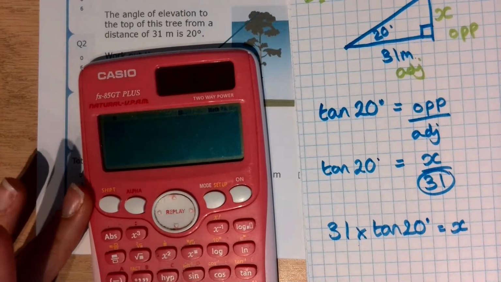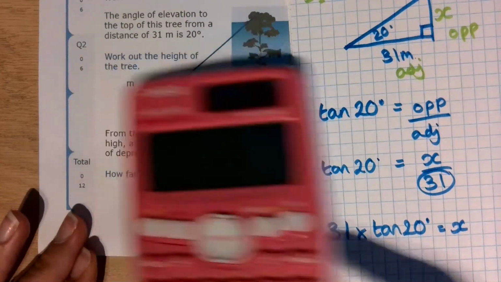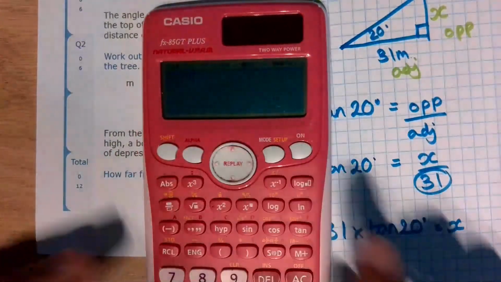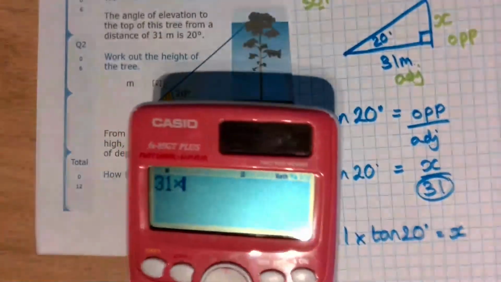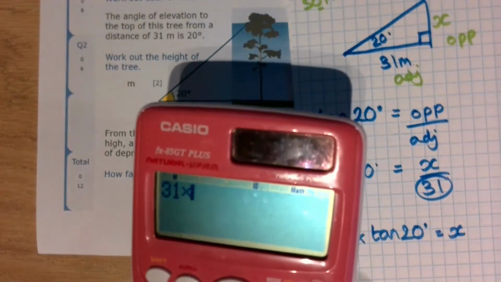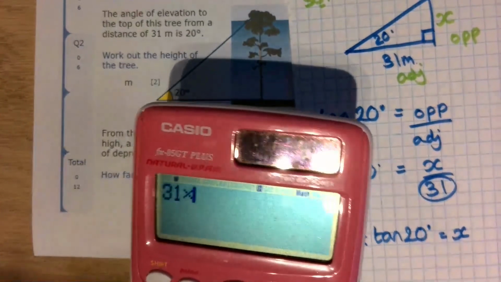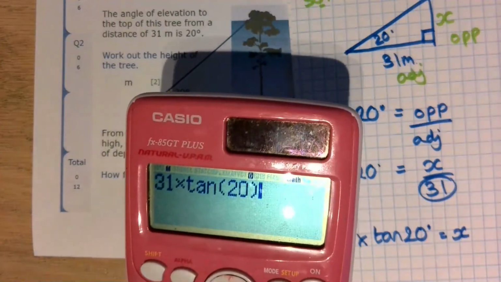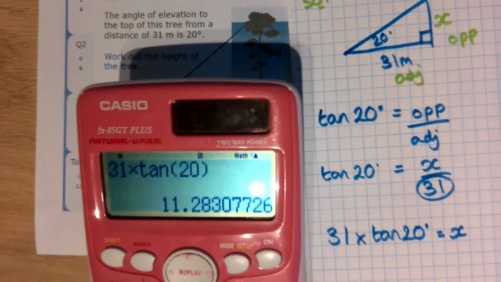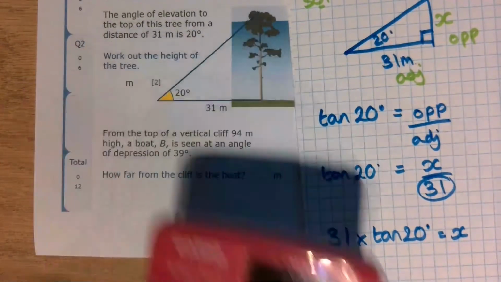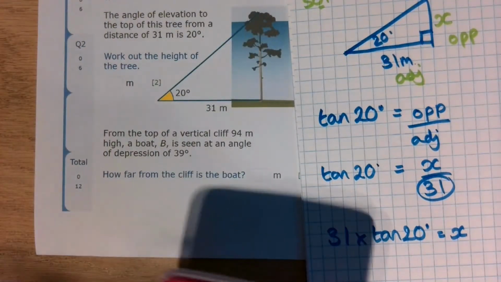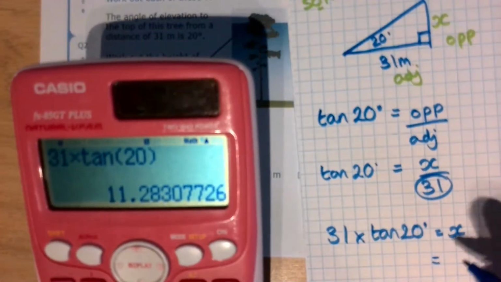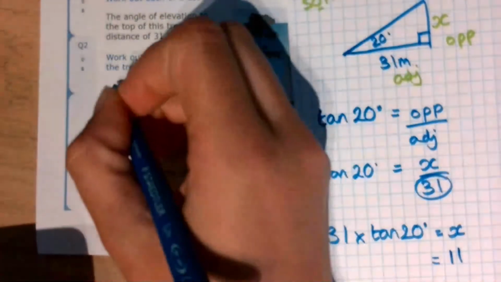31 multiplied by, oops, not very good light there, is it? Oh, syntax error. Yeah, that shows me I've done it wrong. 31 multiplied, oh that's better. 31 times tan 20. Some calculators you need to put brackets, sometimes you don't. And it gives me 11.283 and so on. What was it? Nearest metre. So nearest metre, that's going to be 11. That's what I put in my box, 11.